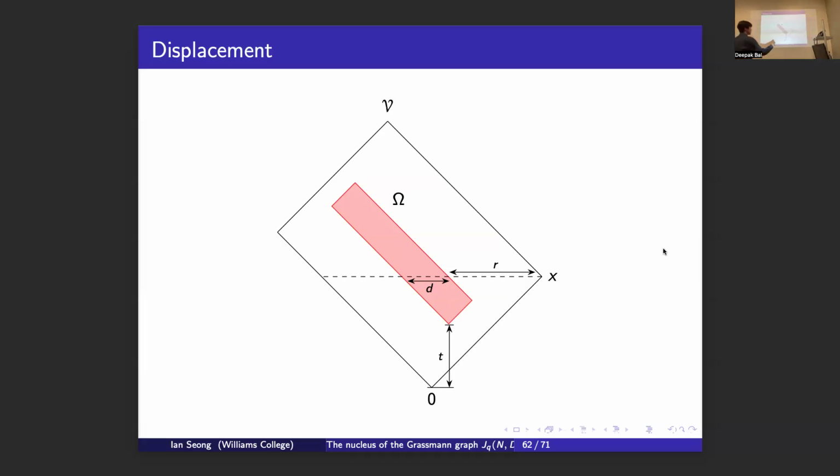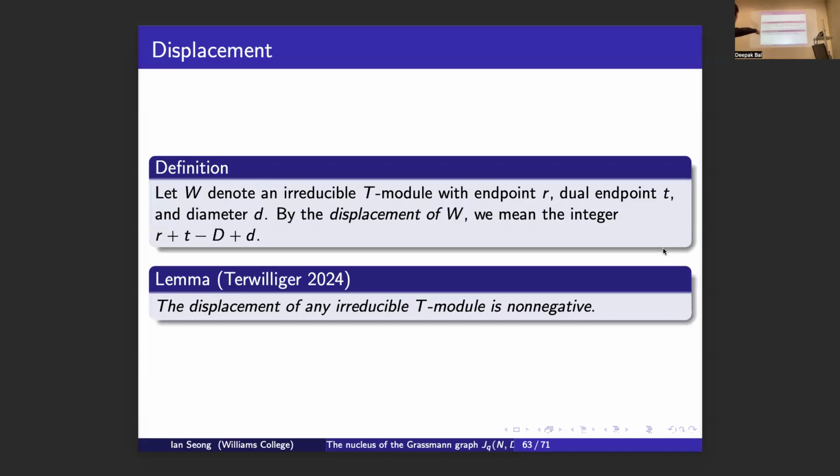So what that means is this dual endpoint will always have to be bigger than the distance on the left. That represents how the irreducible H module will have to be shifted upwards or to the left, but never to the right and never downwards. So the lemma by Terwilliger 2024 says that the displacement has to be non-negative.